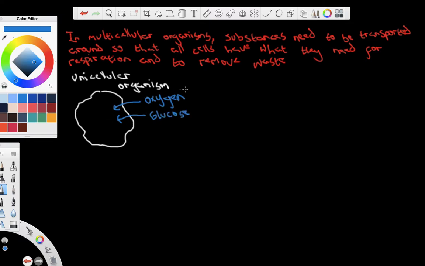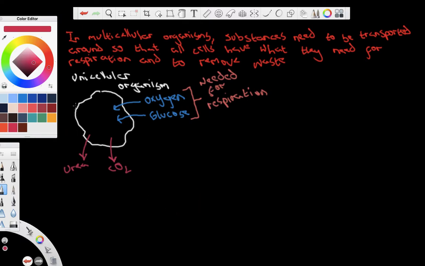Okay, these go in. And again, as I just said, this is really important. It comes up on exam questions a lot. These two things are needed for respiration. Okay. At the same time, this cell is going to be producing lots of waste substances. Now, these waste substances can include things like carbon dioxide, and it can include things like urea, which we'll talk about in year 11.